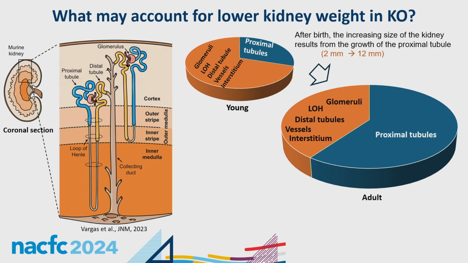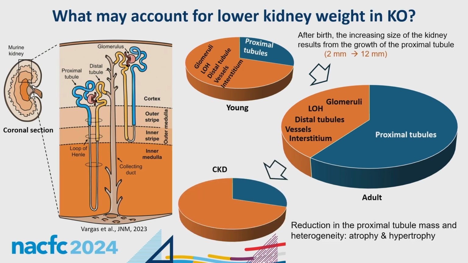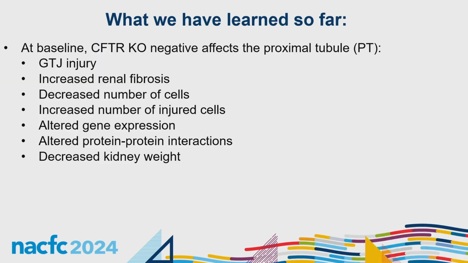So the changes that we are seeing in reverse during chronic kidney disease or aging are also related to the decrease in the proximal tubule size and the interstitial compartment. So the changes that we are observing with the smaller weight of the kidney are most likely related to the changes in the proximal tubule.